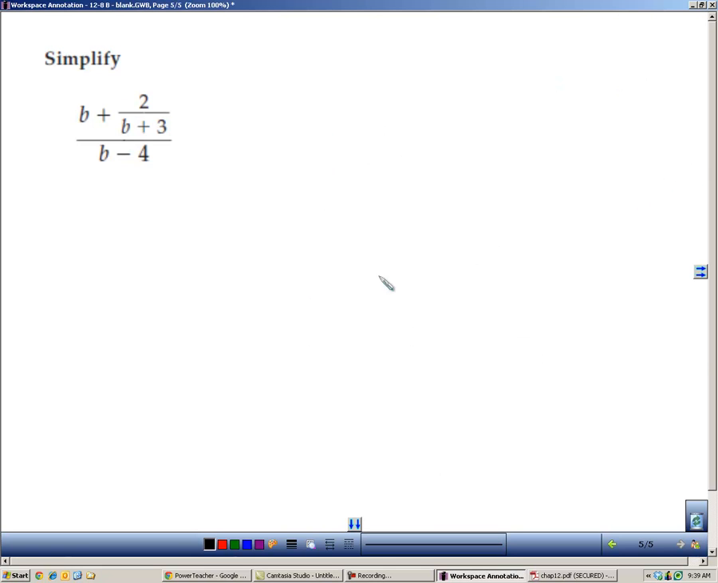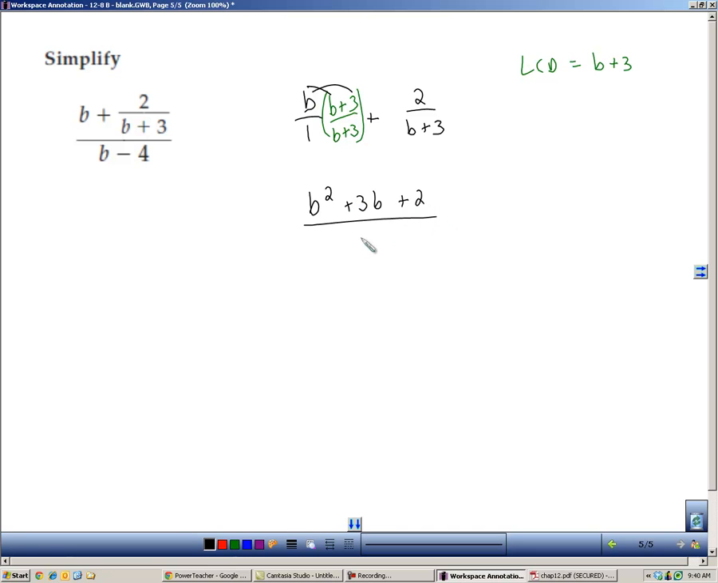Our last example here, you might want to pause the video, try it for yourself, and see how you do. I'll start with the b over 1, add that to 2 over b plus 3. We know the LCD in that case is b plus 3. So we multiply here by b plus 3 over b plus 3. So we'll distribute: b squared plus 3b plus 2, and that's all over the common denominator of b plus 3.